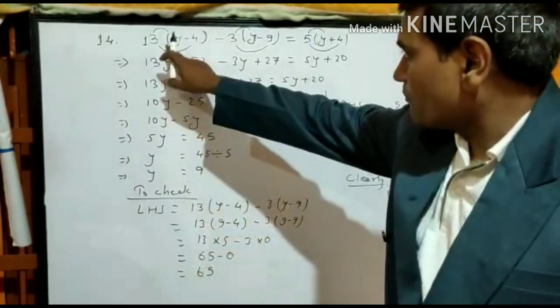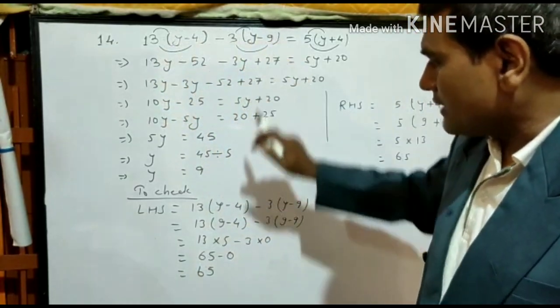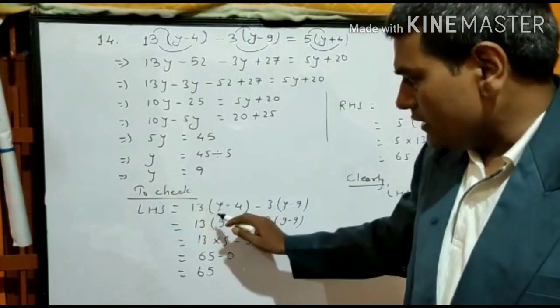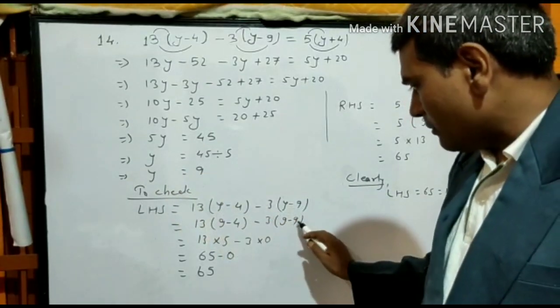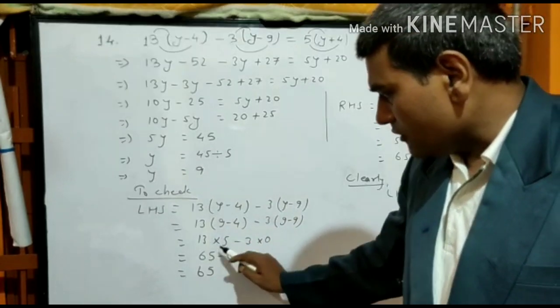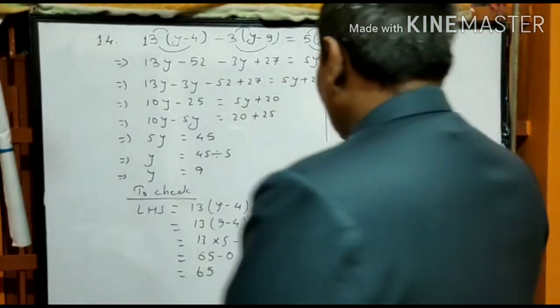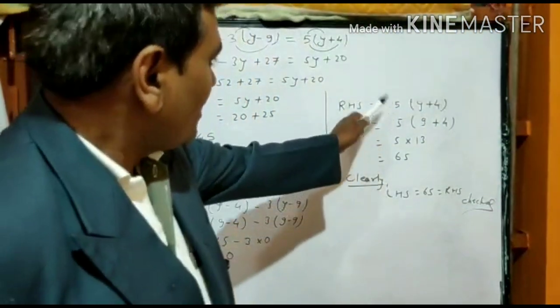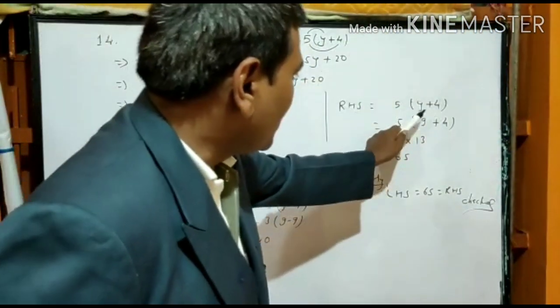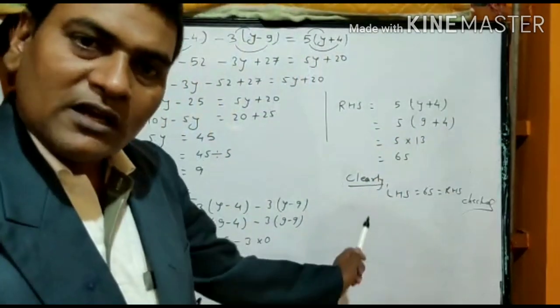Left hand side 13 into y minus 4 minus 3 into y minus 9. Put the value of y here. 9 9. 9 minus 9 0. 9 minus 4 5. 3 zeros are 0. 13 5s are 65. 65 minus 0 65. Now right side 5 into y plus 4. y equal 9. 9 plus 4 13. 13 5s are 65. Both are equal.